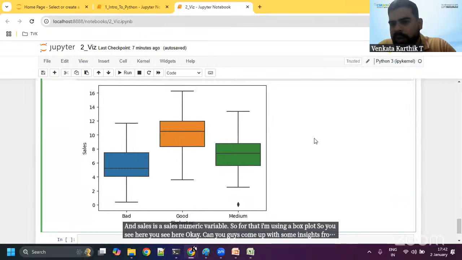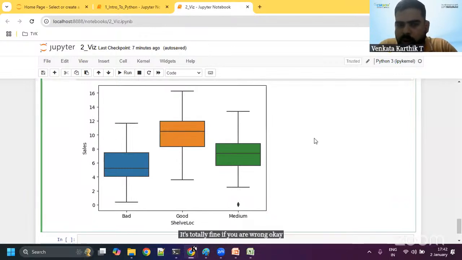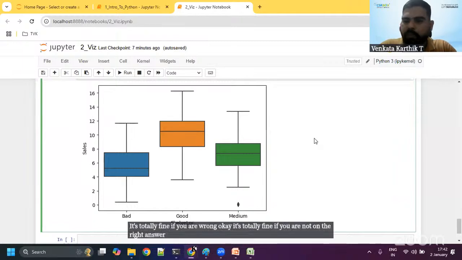It's totally fine if you are wrong. It's totally fine if you are not on the right answer. Just see if you can interpret this chart. You have the categories over here and you have the sales over here. Can you interpret this box plot?